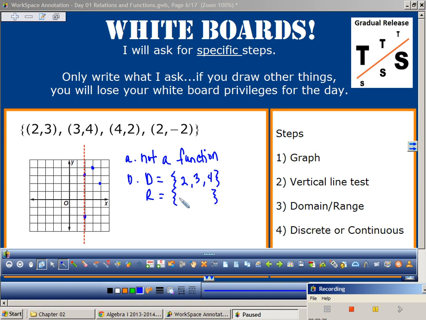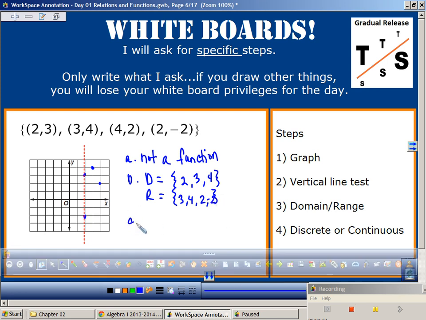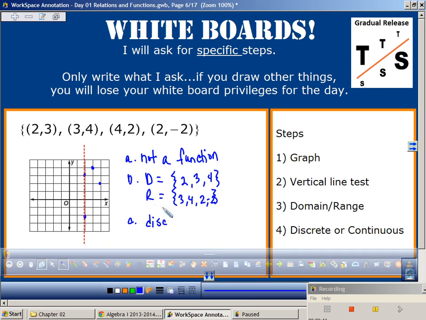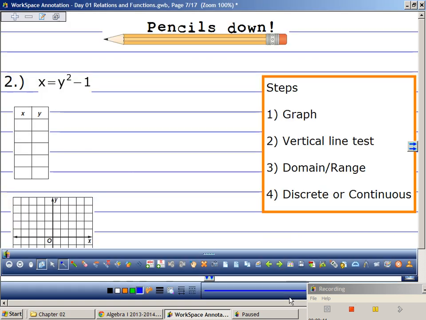And your range values, please? All right, fantastic. So everybody got 3, 4, 2, and negative 2. And finally, C, is it continuous or discrete? Okay, so yes, this is a discrete relation.